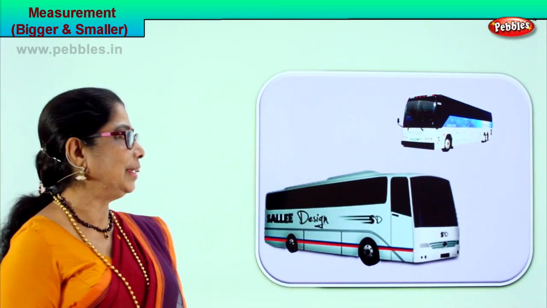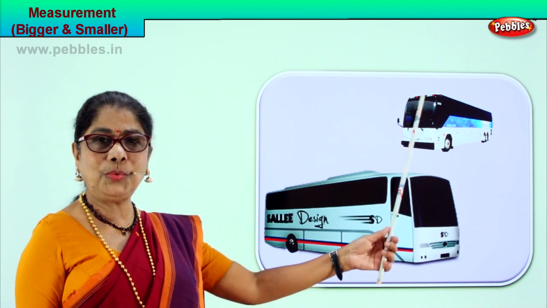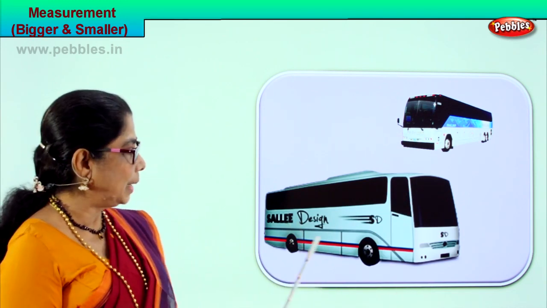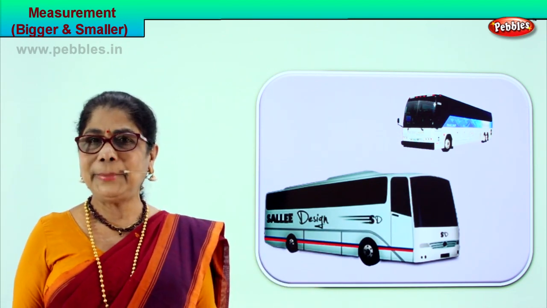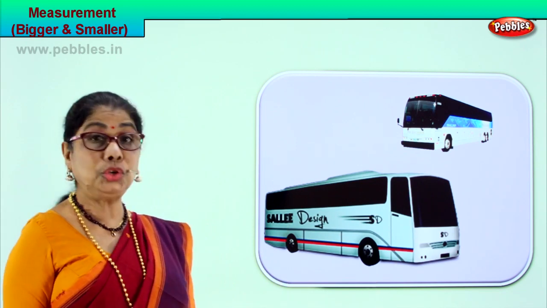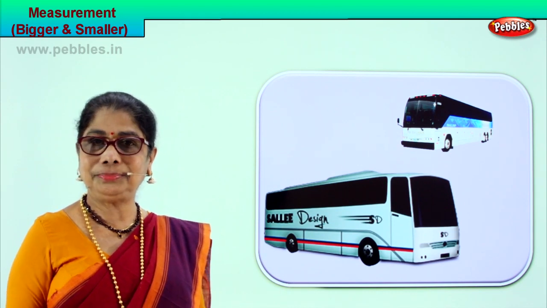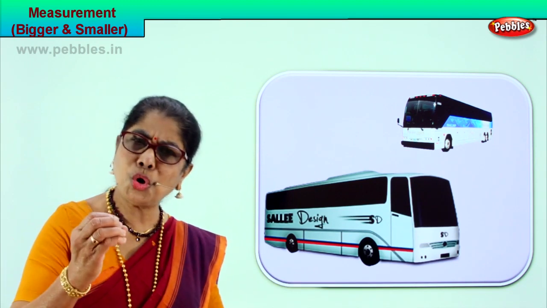See what we have here. We have two vehicles here. One is a long bus and one is a short bus. Would you like to go in a mini bus or a big bus? This bus is longer, bigger than this bus. This bus is smaller.